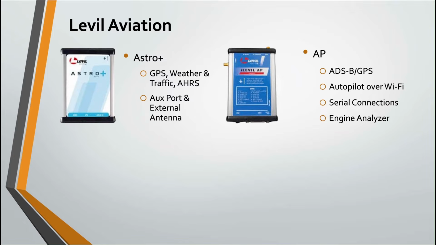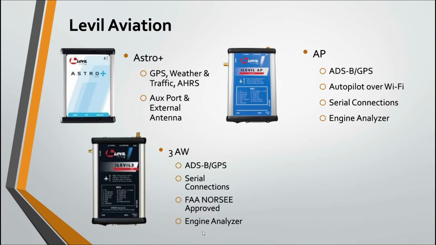Next is the iLevel AP or Autopilot. It has ADS-B and GPS data similar to the Astro Plus, but also provides autopilot data over Wi-Fi. So EFB apps like iFly EFB can connect to it over Wi-Fi and send autopilot data to the iLevel AP. It also has serial connections and an engine analyzer capability.